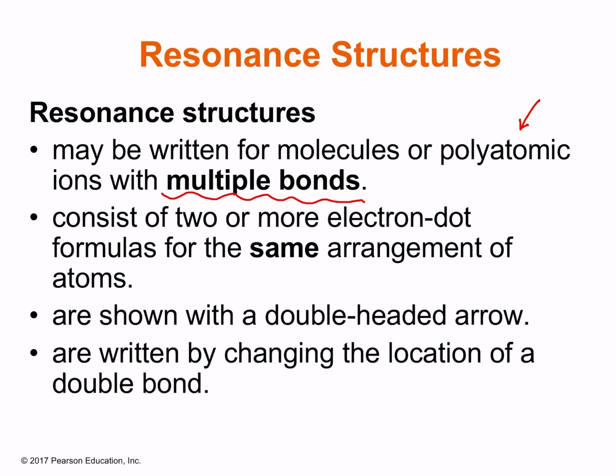They consist of two or more electron dot formulas, or Lewis structures, for the same arrangement of atoms. So it's the same central atom, the same peripheral atoms. All we are doing is just moving bonds. Do not move atoms, okay? Just moving bonds. Specifically, we're usually moving a double bond or a triple bond. We show that these are resonance structures with a double-headed arrow, and I'll show you that. Again, they're written by changing the location, typically, of a double bond.